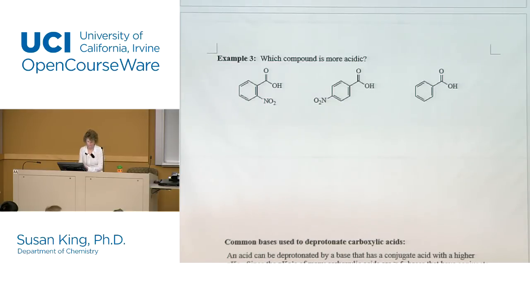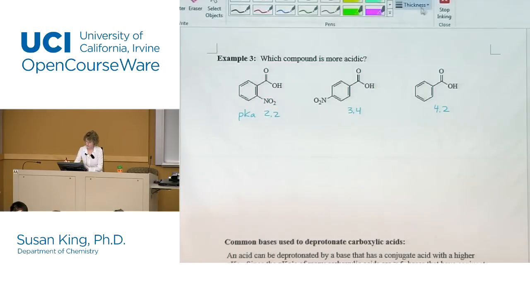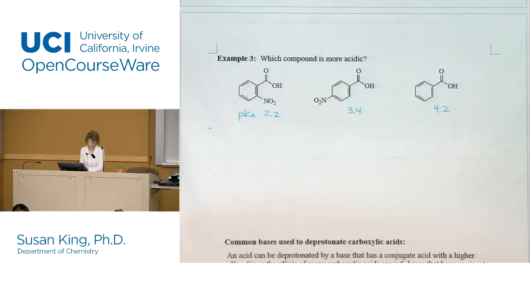All right, pKa 2.2, 3.4, and 4.2. So the nitro group makes a big difference. It makes the biggest difference when it's the closest to the carboxylic acid. Inductive effect falls away rapidly as you get increasing distance. So we're going to look at the conjugate base again.